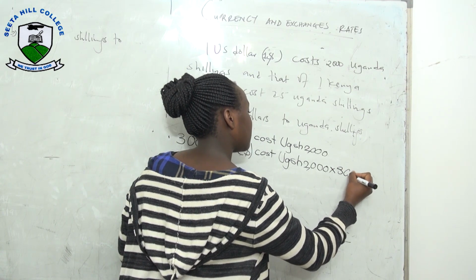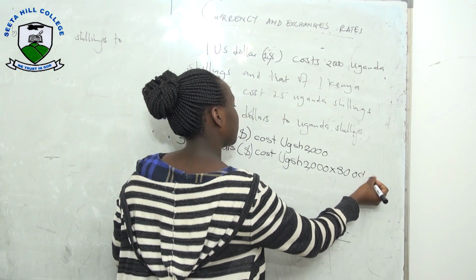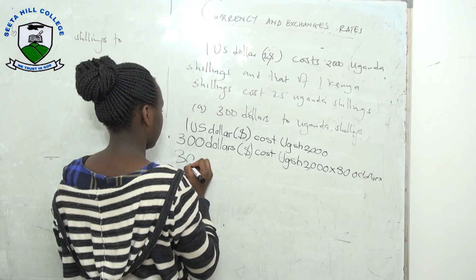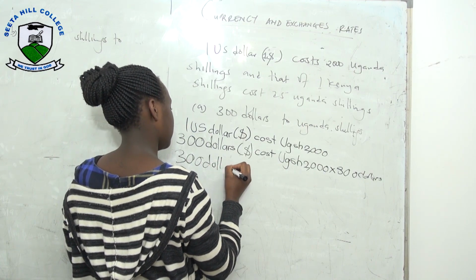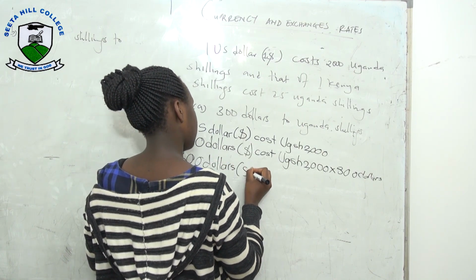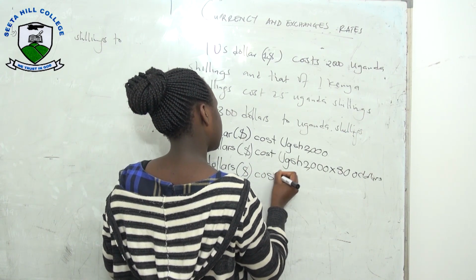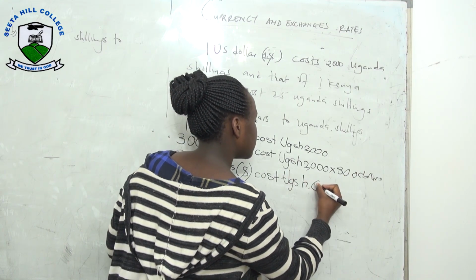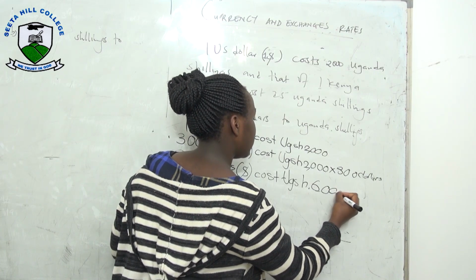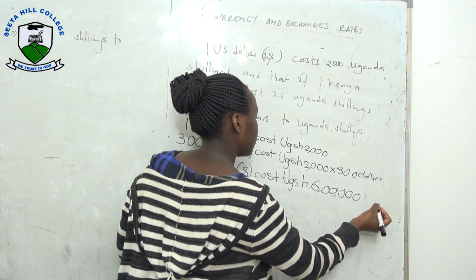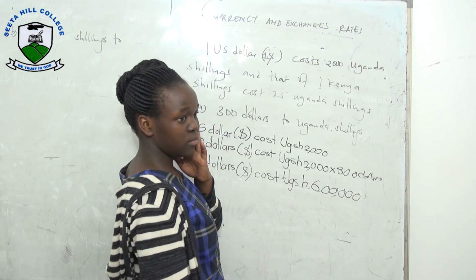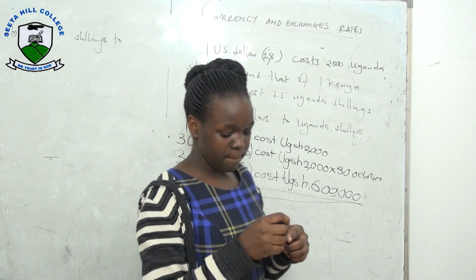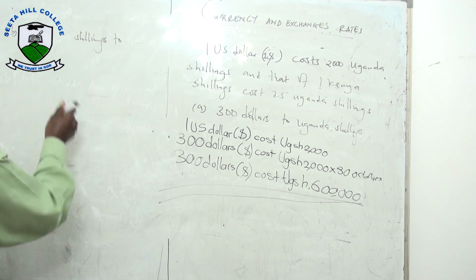2,000 times $300. So $300 will cost Uganda shillings 600,000. Yeah, thank you very much. Precious, you've been very, very good there.